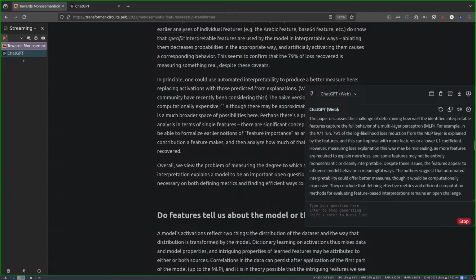For example, the paper notes the challenge of determining how much. In one run, 79% of log likelihood loss reduction from the MLP layer is explained by the features, and can improve with more features or lower L1 coefficient. However, measuring loss explanation this way may be misleading, as more features are required to explain more loss.